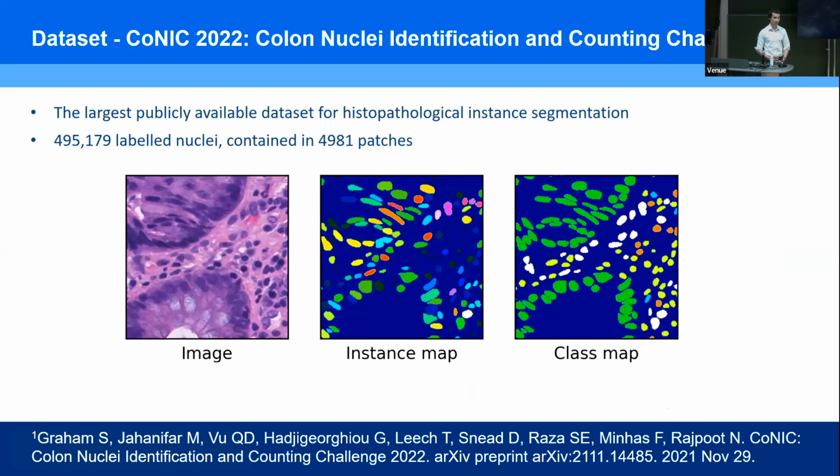So you know a data set is pretty important when you've seen it yesterday as well. This is the CoNIC 2022 data set, and it's essentially the biggest instance segmentation data set we have at the moment in computational histopathology, which has over 500,000 nuclei.